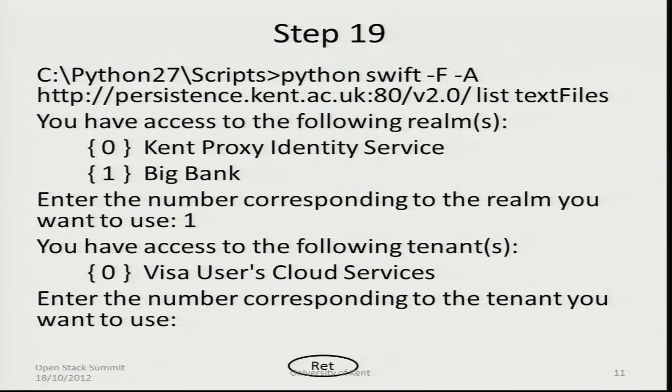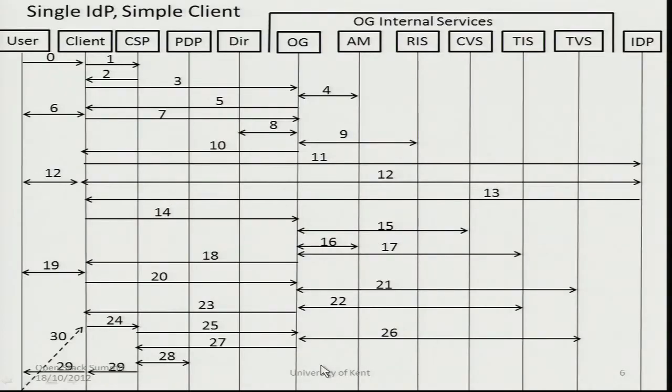And this is what happens next. It says, you have access to the following tenants, and because I chose Big Bank, I've got access to the Visa user cloud services, so I've only got one particular tenant in this particular case, but there could have been six or whatever. And I choose which I want, so I choose my tenant, and then you know what's going to happen next. The unscoped token is going to get converted into the scope token, so that goes back to OG. It sends it to the validation service, it validates the unscoped token, and then it sends it to the issuing one, which issues the scope token, and then the scope token goes back to the user.